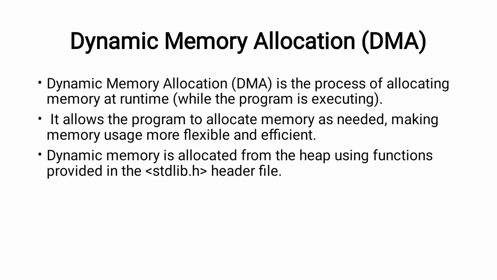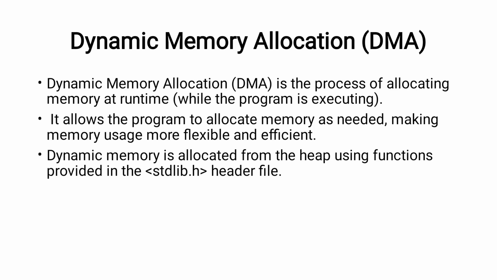So what do you mean by static memory allocation? That is nothing but when the memory is allocated at compile time. And what is dynamic memory allocation? When the memory is allocated at runtime or execution time. If we are using static memory allocation, the memory size is fixed. We cannot increase or decrease the memory size. And also if we are not utilizing the whole memory size properly, the memory will be wasted. There is a chance of memory wastage.